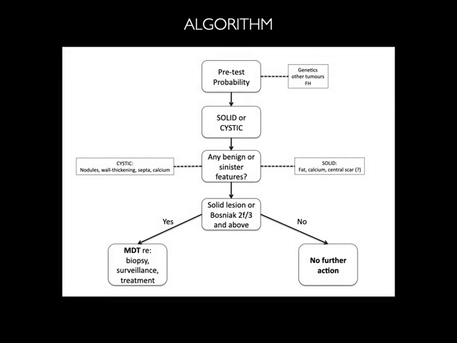So first, before looking at this, we should think about how we actually assess small renal masses. And here's a little algorithm most of us tend to use. You have a pretest probability, any risk factors. Then you look whether it's solid or cystic. Are there any benign or sinister features associated with the lesion, apart from being solid or cystic? And then once we have that, we decide what we do next. So if it's solid or Bosniak 2F/3 or above, we take it to the MDT. And if not, we don't investigate any further.